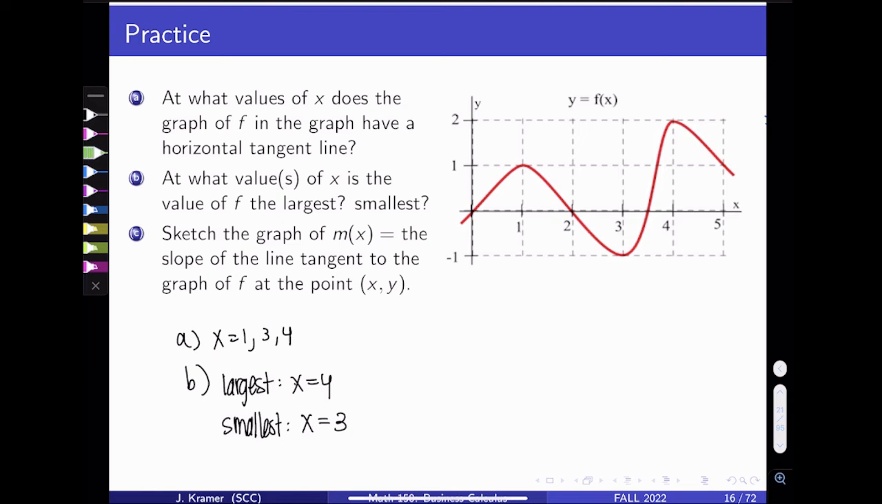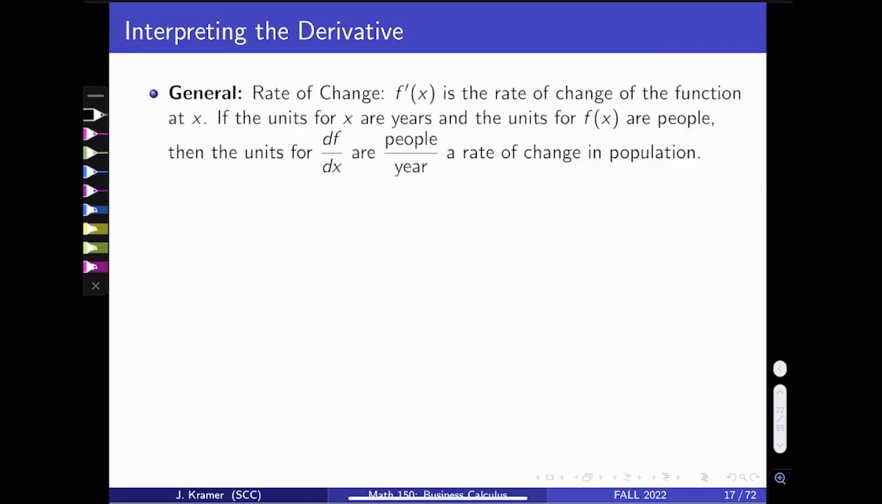So I'm going to do this in green. At first our slopes start positive, and then there's 0, the outputs. Then they're negative, so notice we're below the x-axis, and then they're 0 again when x is 3, and then they're positive until x is 4, and then negative the rest of the way. And so this would be our m of x, the slopes of the tangent lines to our curve y equals f of x.